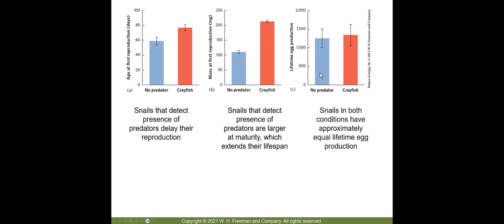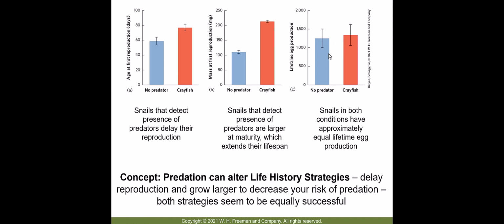Now, interestingly, when we go and compare those two groups and look at their overall lifetime egg production, what we find is that the snails in those two conditions are approximately equal in their lifetime egg production. If you have crayfish present, then this is a good strategy. If crayfish are not present, this is a good strategy. And those are both more or less equally good strategies. It just depends what environment you find yourself in. So the concept here is that predation and the risk of predation can alter life history strategies. If there's a risk of predation, we might delay reproduction so that we can grow larger, and being larger might eventually reduce our risk of predation later in life.